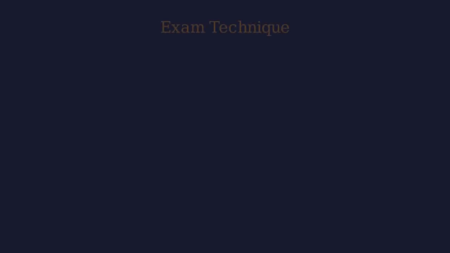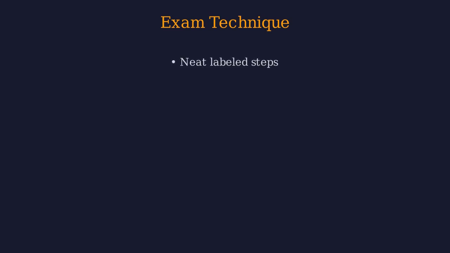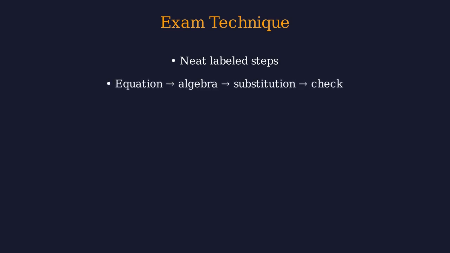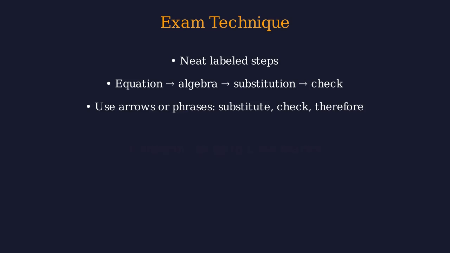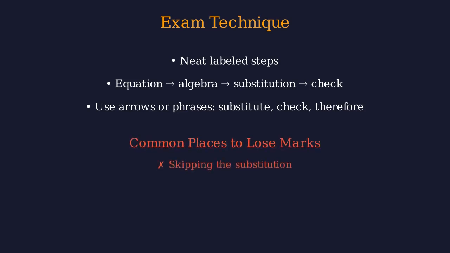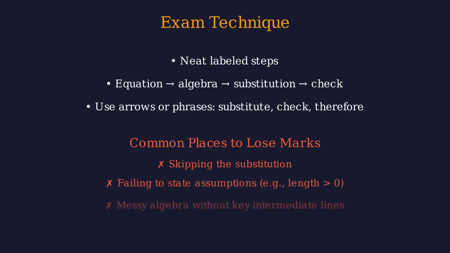Now the exam technique, what to write and why. Examiners want to see your thought process. That means neat labeled steps, equation, algebra steps, substitution or check, and an explicit statement. Common places students lose marks: skipping the substitution, failing to state an assumption like length greater than 0, and messy algebra without the key intermediate line that shows the method. If you write the central equation and one correct rearrangement, markers will often grant the method mark. Write it down. Don't just think it.